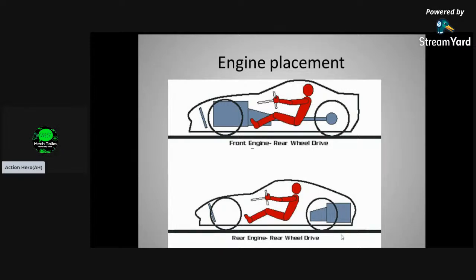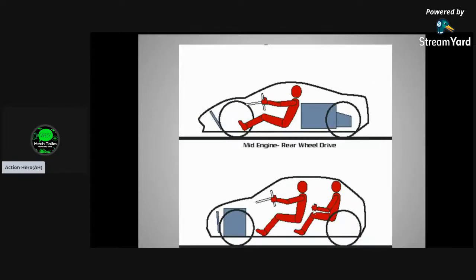So this is how the engine placement is done in cars right now. You can see in the front engine, rear wheel drive, the engine is placed at the front and the power is transferred through a rear wheel drivetrain. While in the rear engine, rear wheel drive, the engine is placed at the rear and the power is also directly transferred to the rear wheels. There is another type which I have already told you, mid-engine rear wheel drive.